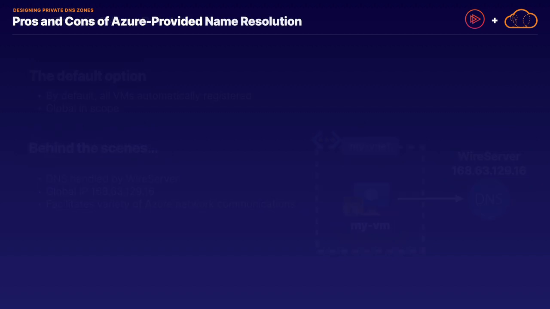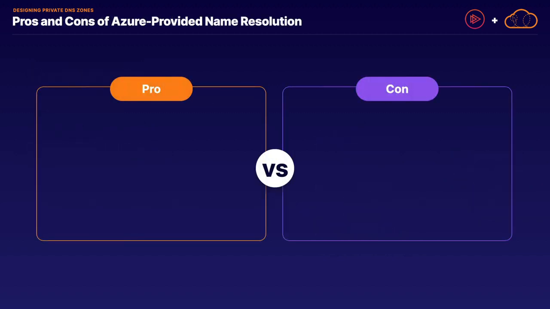Moving on, let's go ahead and break down the main pros and cons of using the default option of using Azure Provided Name Resolution. The biggest pro or advantage of using this method is that it's automatic. There's absolutely nothing that you need to do to configure it. You create a virtual machine, and just like magic, you have DNS resolution. Very nice.